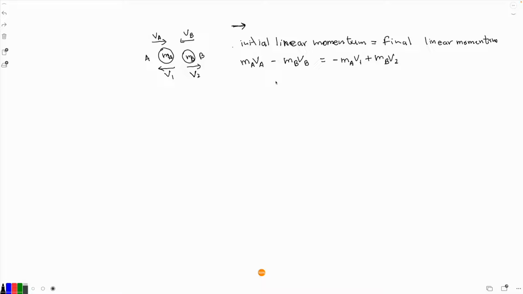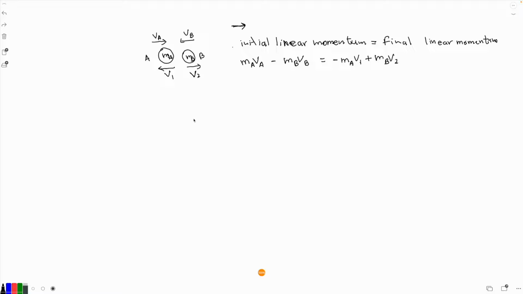To apply the conservation of linear momentum, there shouldn't be external forces acting on these objects. If there are external forces acting on these objects, we cannot apply conservation of linear momentum, because the external force can act somewhere and we cannot calculate it using this. So there must not be external forces.